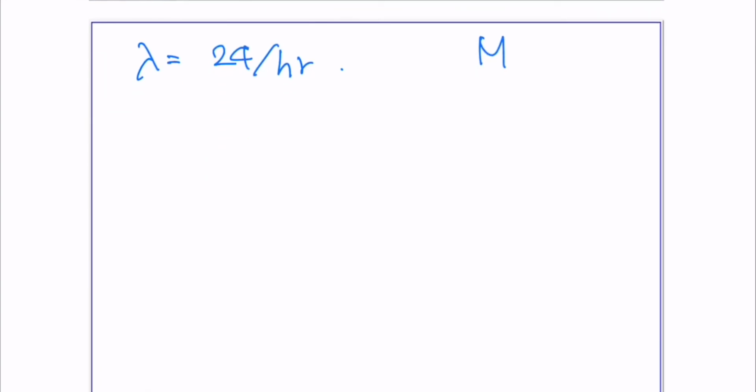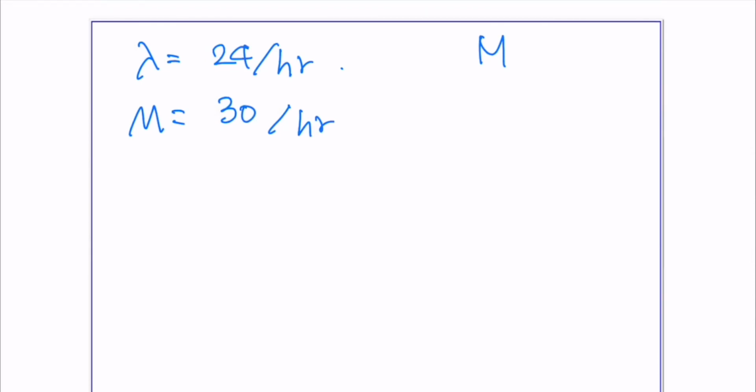There is a drive-up window, and the employee can serve one customer every 2 minutes. So if you convert in hourly rate, since every 2 minutes there is one customer, you can easily figure out there are 30 customers you can serve. It says that Poisson arrival and the exponential service rate, so MM.